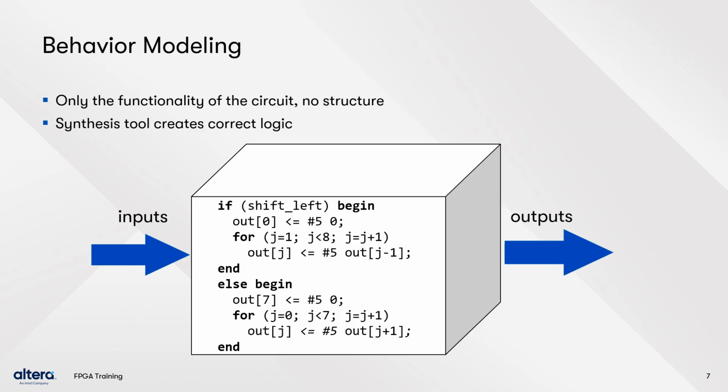In behavioral modeling, you're describing the functionality of the circuit and not the structure of the circuit. The output behavior is described in relationship to the inputs. Here is an example of behavioral HDL code where a shift operation is being described. This type of modeling relies on the synthesis engine to create the correct circuits that match the behavior described.